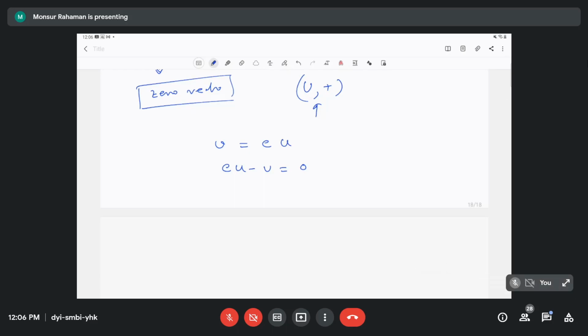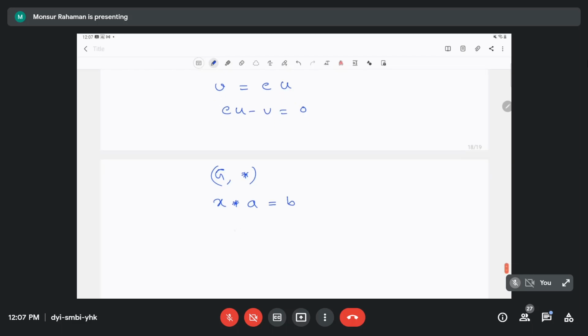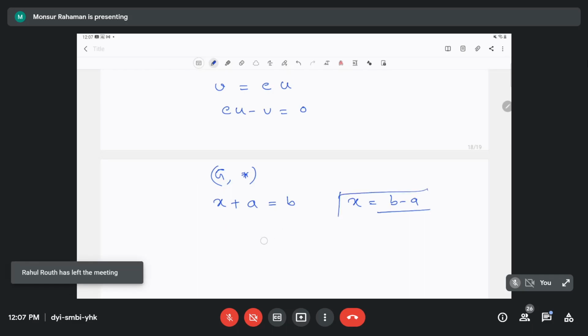For any equation, you know that zero vector is a very necessary identity element. Like a plus, in a group, suppose this is a group, and this is an equation, x star a is equals to b. So if I ask you what is x, you cannot directly find it, even if it is a plus. You cannot say x is equals to b minus a. You have to go through a series of operations, then you can say x is equals to b minus a. So how am I going to do it?